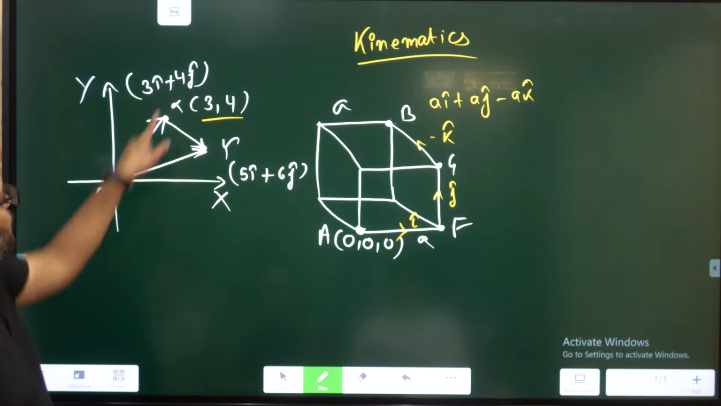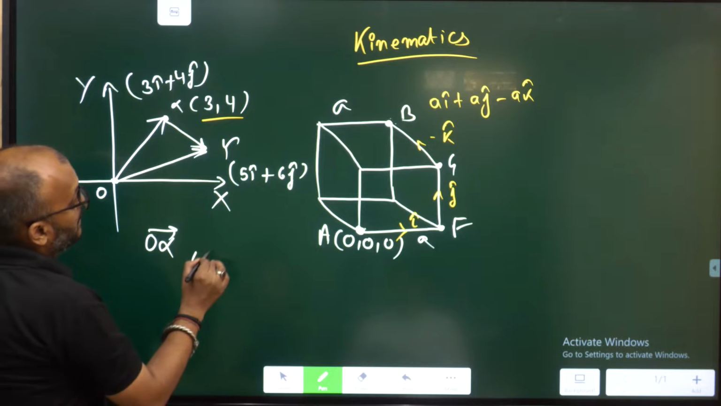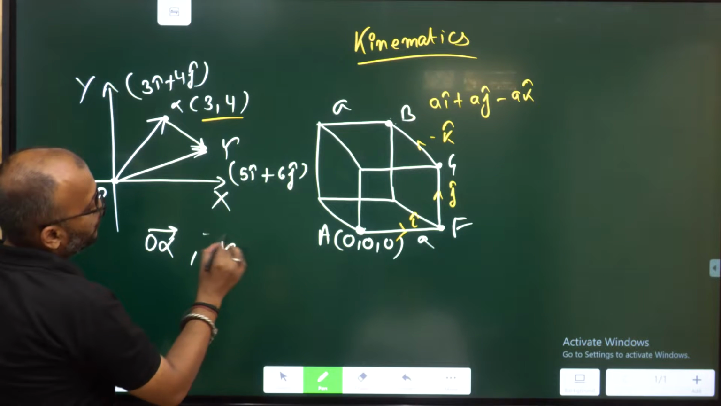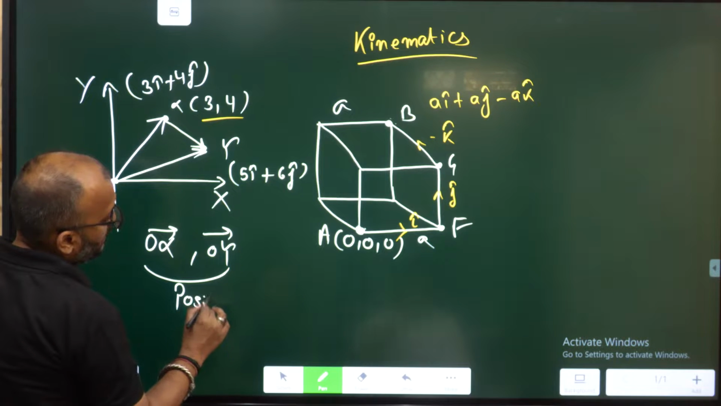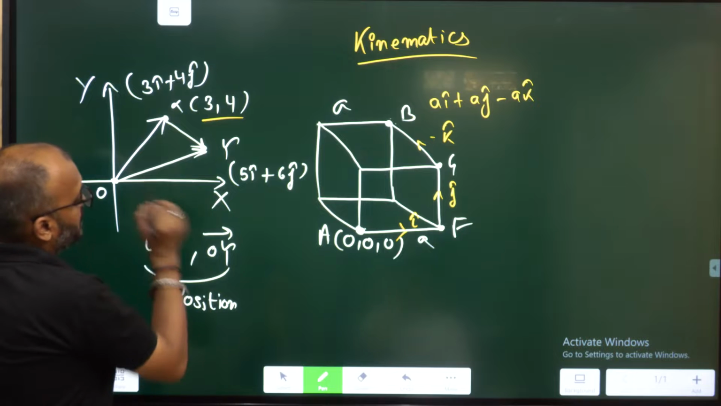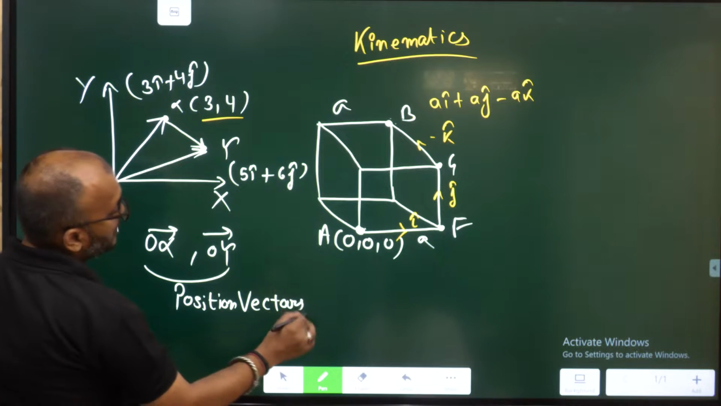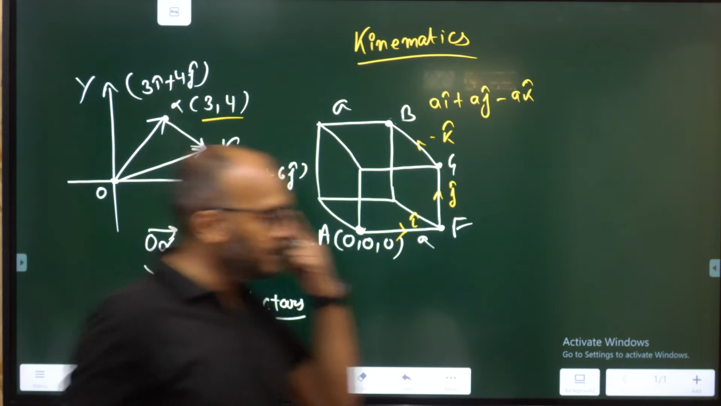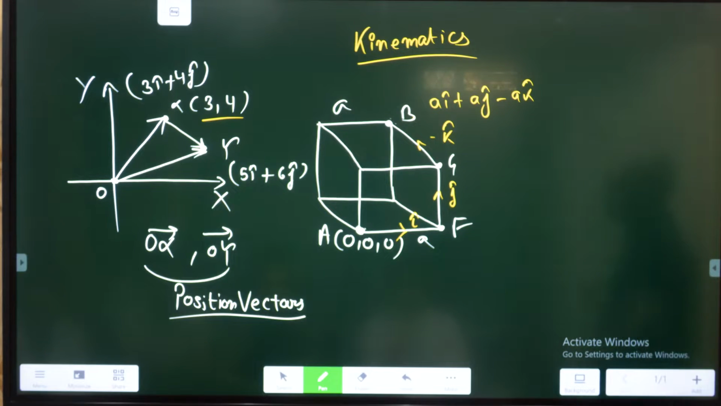Okay. First of all, what will we call O alpha? O alpha and O gamma will be known as position vectors. Why? Because they are giving the position of alpha and gamma with respect to origin. These are position vectors because they are giving the position of alpha and gamma with respect to origin. That is why they are position vectors. Okay.